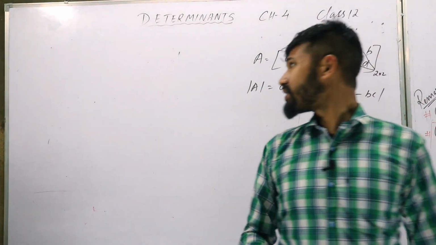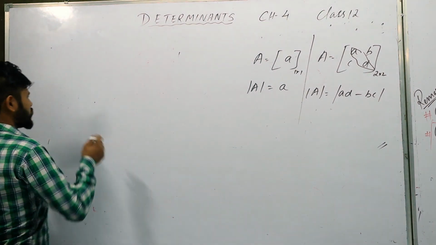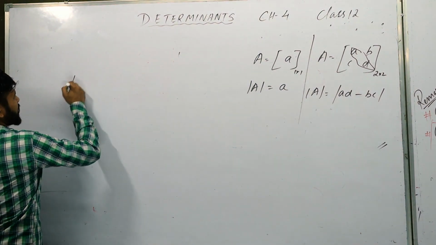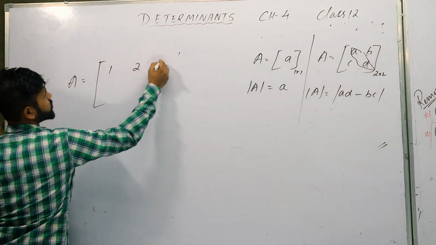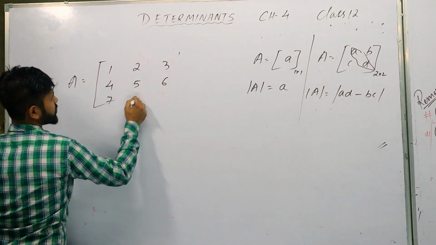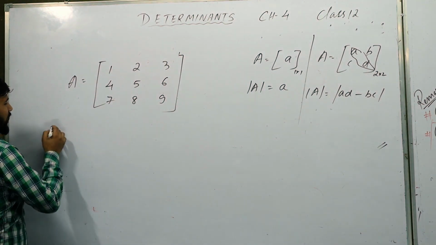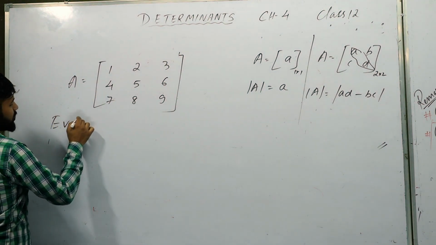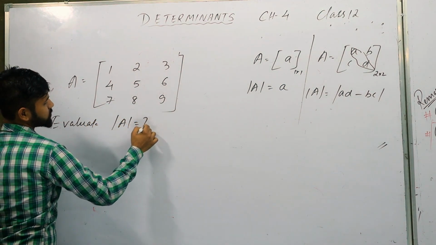So let me help you out by giving an example with some numerical values of order 3 cross 3. Very easy. Listen carefully. A is a matrix of order 3 cross 3 and the elements are as follows: 1, 2, 3, 4, 5, 6, 7, 8, 9. This is a simple example. Now it is asked to evaluate the determinant of A. This is the question.